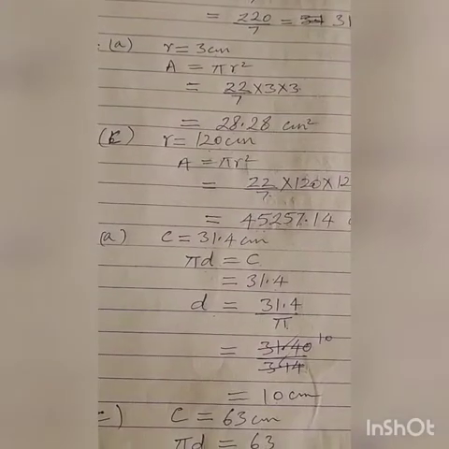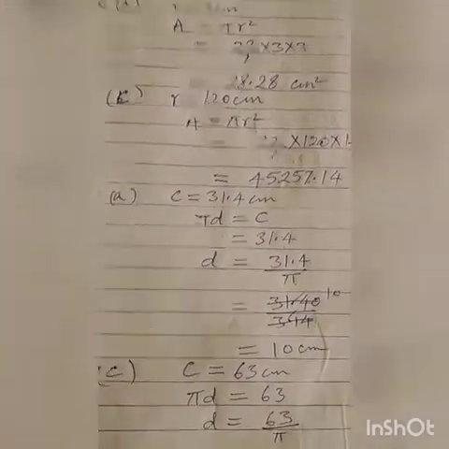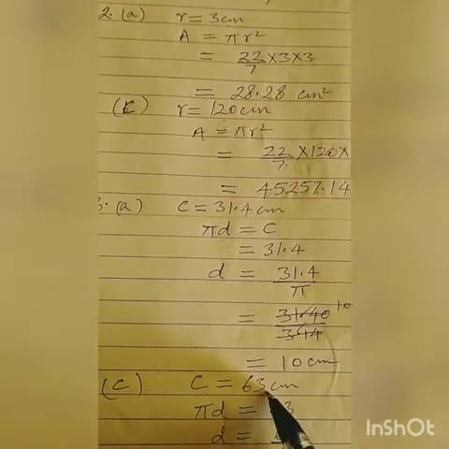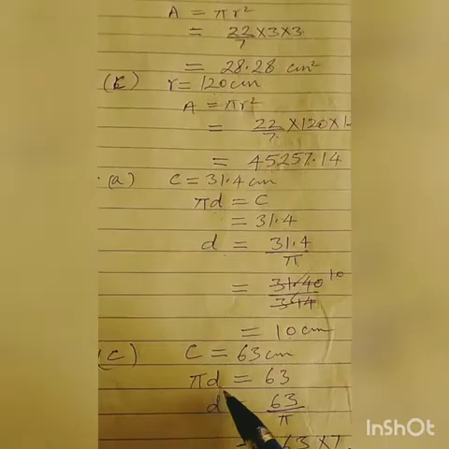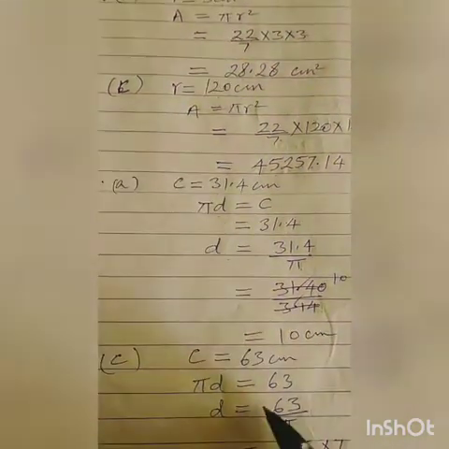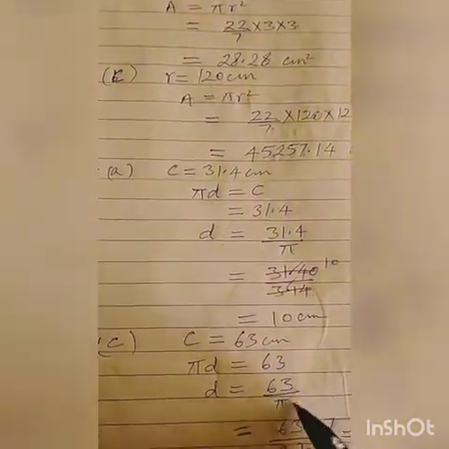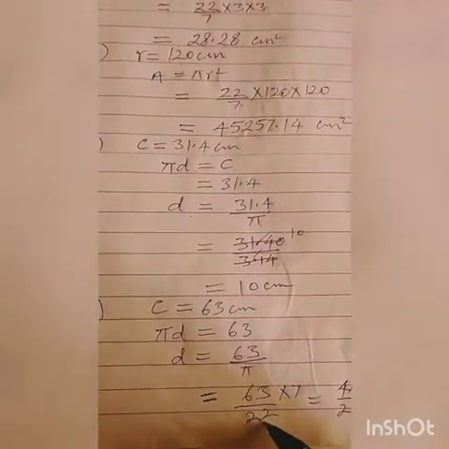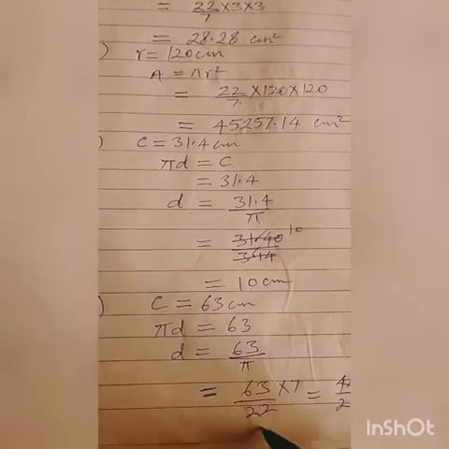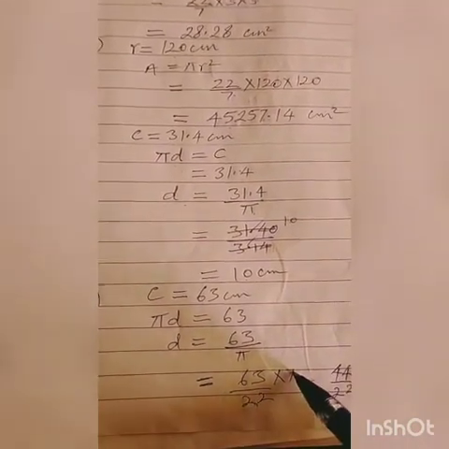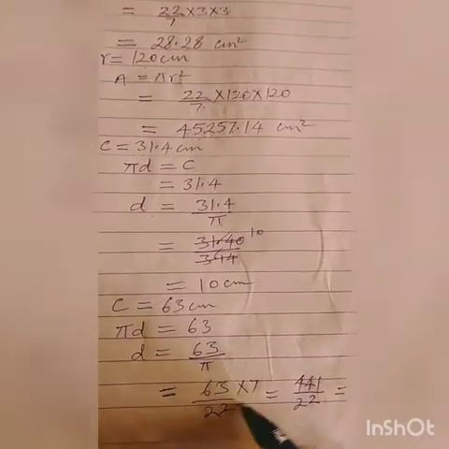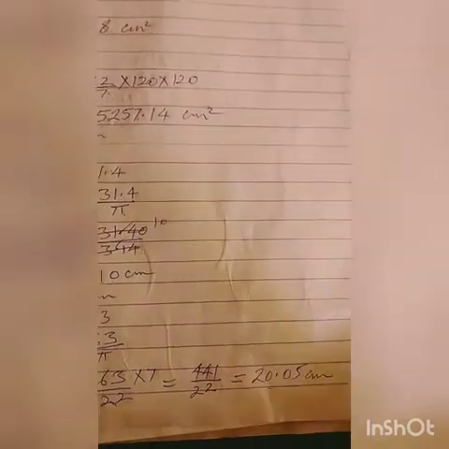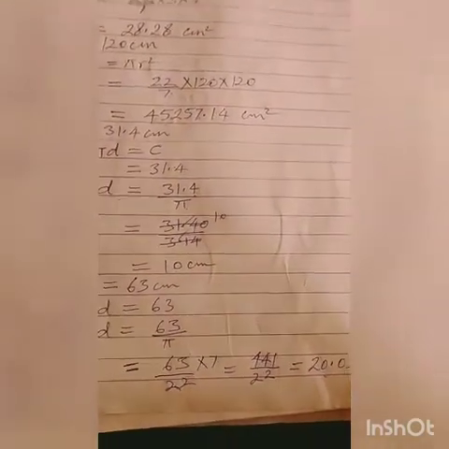Okay, now look at C part. Circumference is given 63 centimeter. So you have to find diameter. So pi d equal to 63 and d equal to 63 upon pi. So I have put here the value of pi as 22 upon 7. So write 22 here and 7 will go in the numerator. Now multiply and divide. So you get 20.05 centimeter. So this is your diameter.